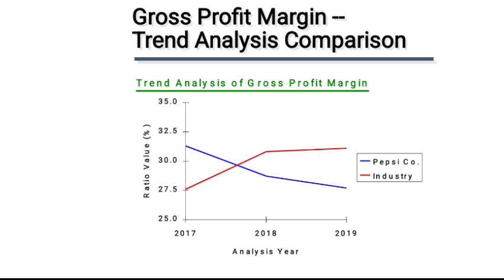Let us plot it in a graph. If you plot it year-wise against ratio value, Pepsi Cola is the blue line and the industry is the red line. Pepsi Cola is continuously going down in profit margin, and the industry is going up and up. Pepsi Cola is performing weakly in the gross profit margin ratio.